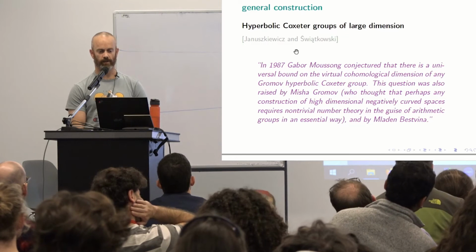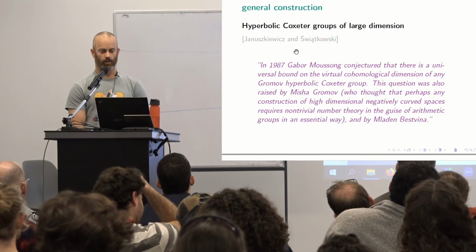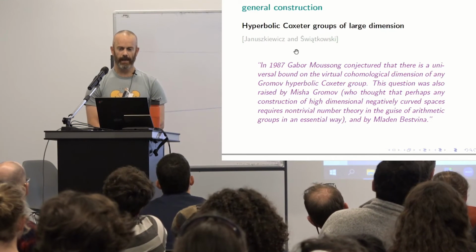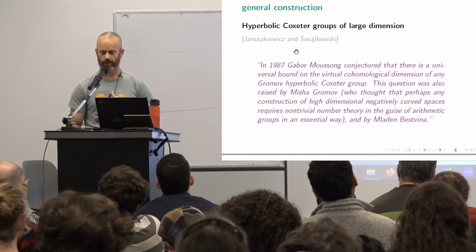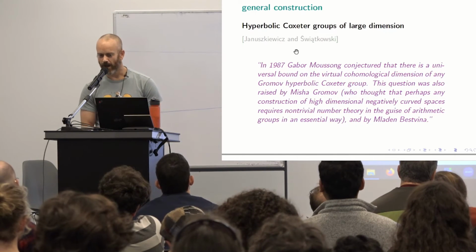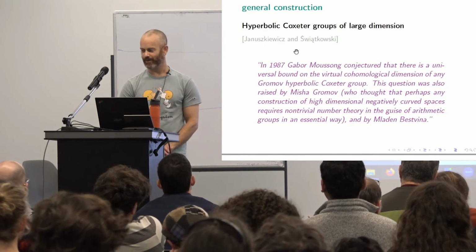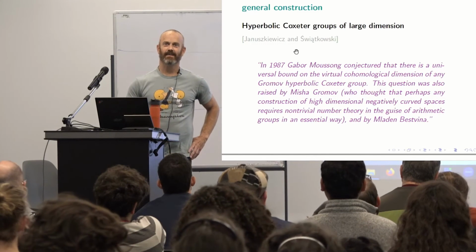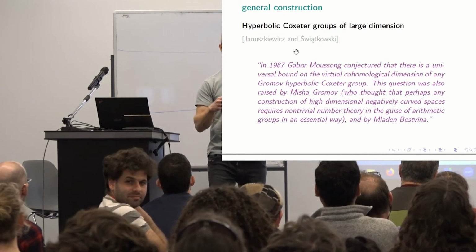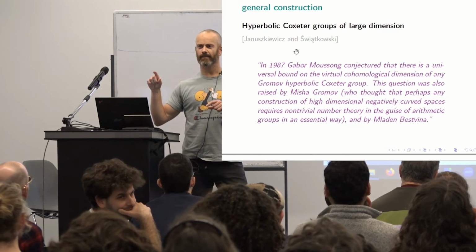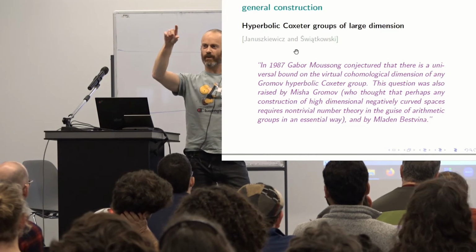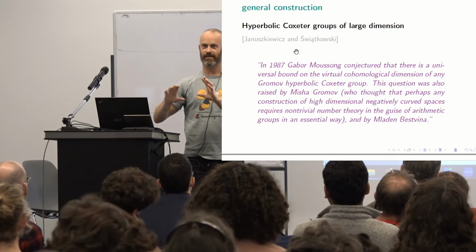And this is one of their papers. They have 2 papers. It's called Hyperbolic Coxeter Groups of Large Dimension. And this is a quotation from their abstract. I just copied it from their abstract. I deleted the references they have in the abstract, but other than this, I kept it word by word.